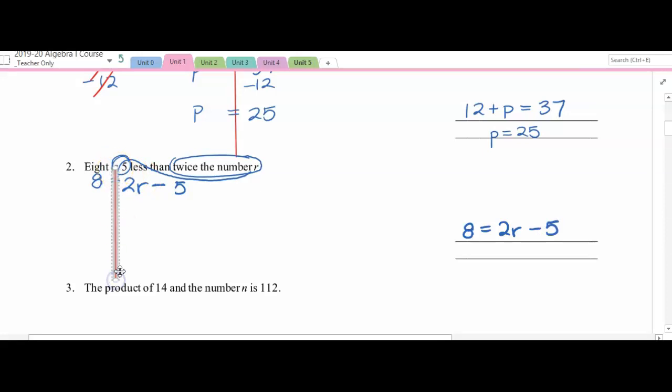Next, we're going to solve. We're going to add 5, which gives us 13 equal to twice r. Then we're going to divide by 2, which gives us 6.5.